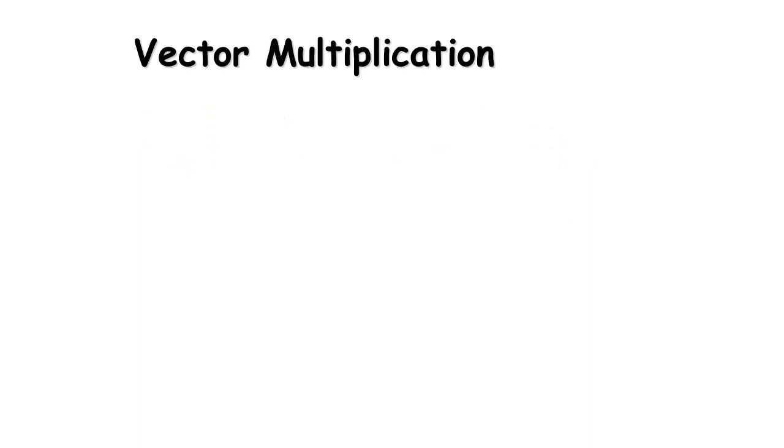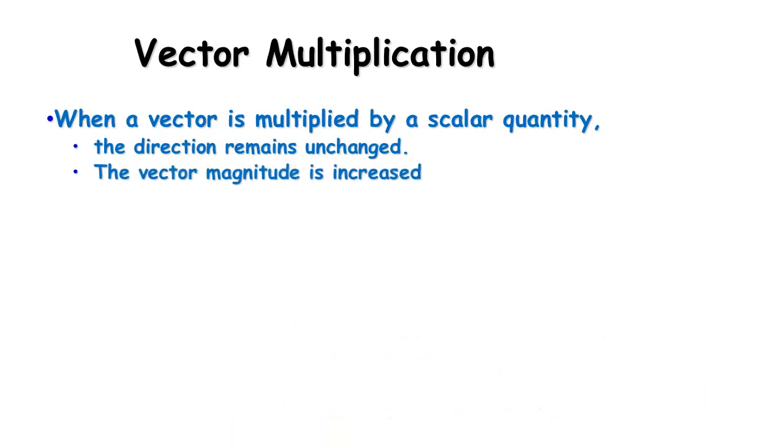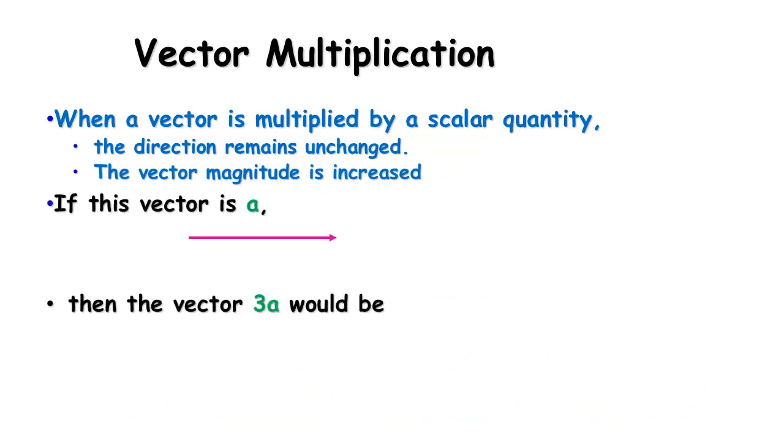In other cases, we're going to multiply it by some scalar quantity, so some factor, basically. What happens is if we multiply it by a scalar, its direction is not changed, it just changes the magnitude. So, for example, if we've got vector A, then 3 lots of A is the same direction, but it should be 3 times as long, so it should finish up here somewhere, like so.